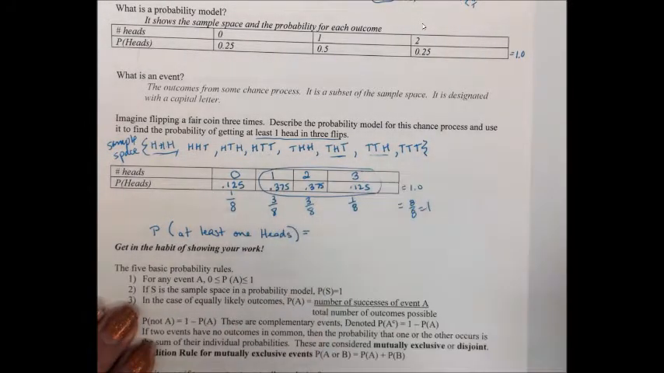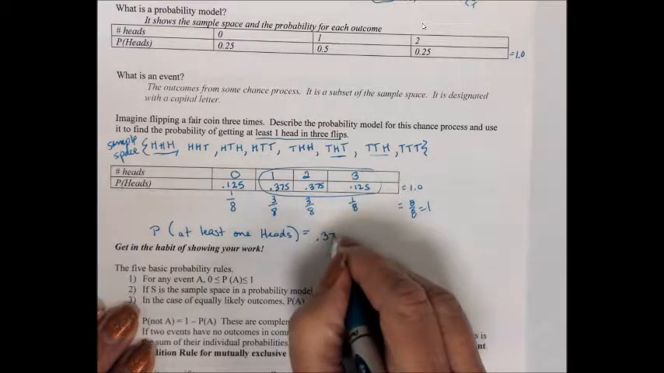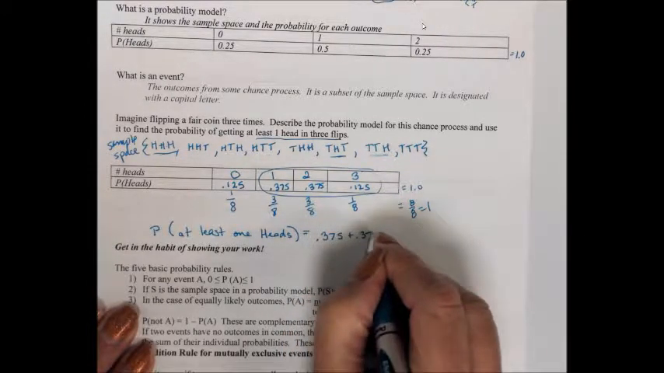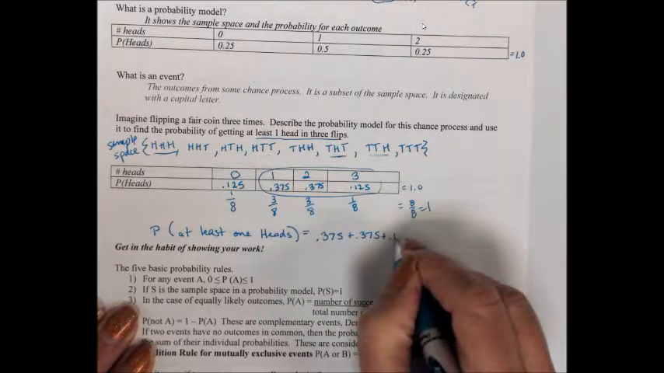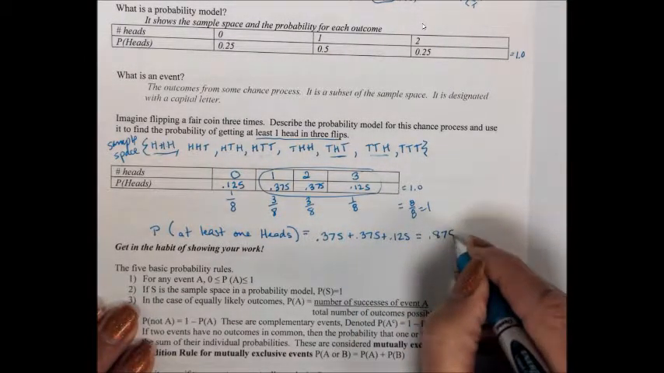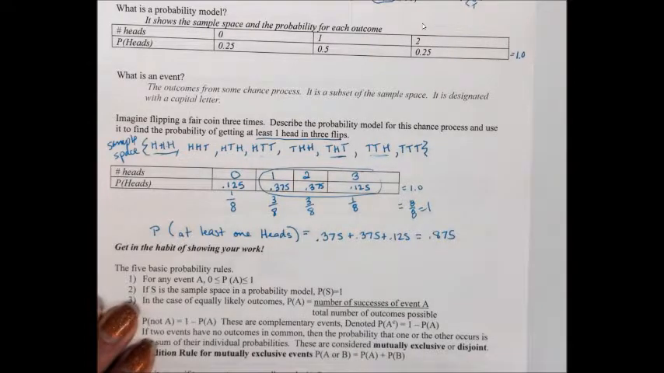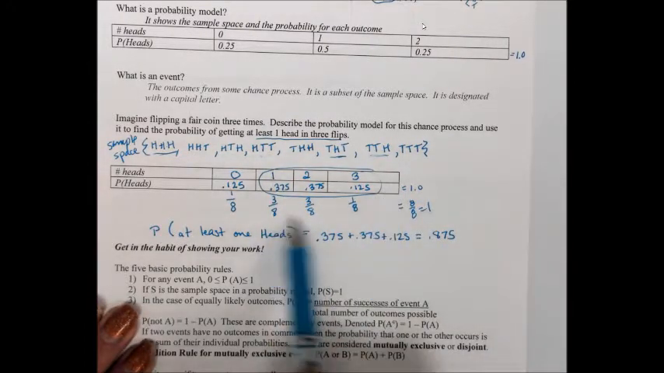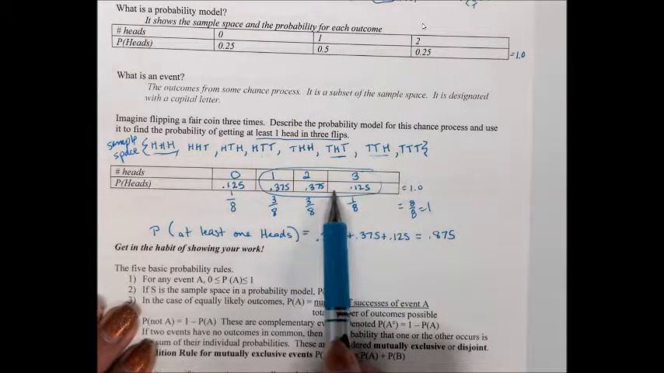represents these 3. So I can just add up 0.375 plus 0.375 plus 0.125, and that gives me a total of 0.875. Or if you noticed, what's something that could be easier than adding up 3?